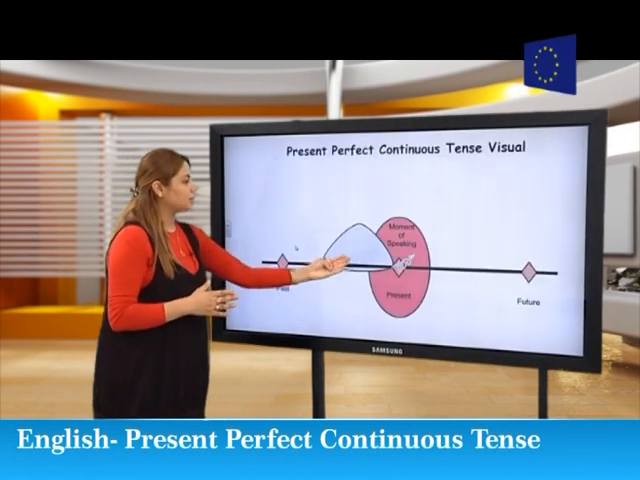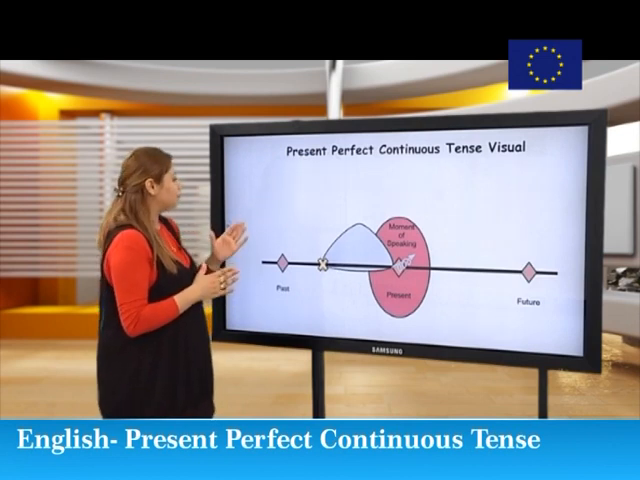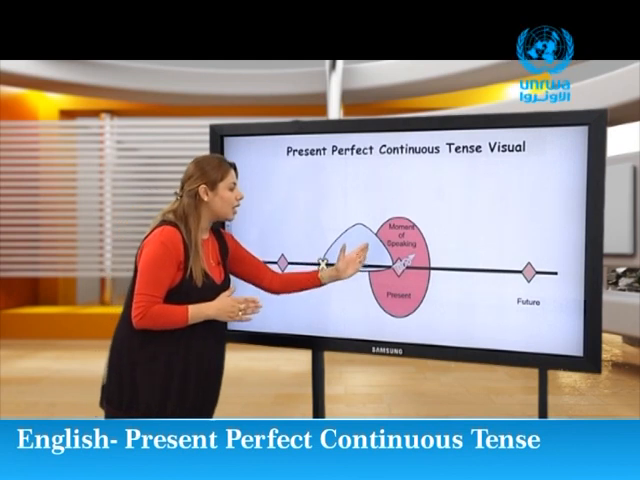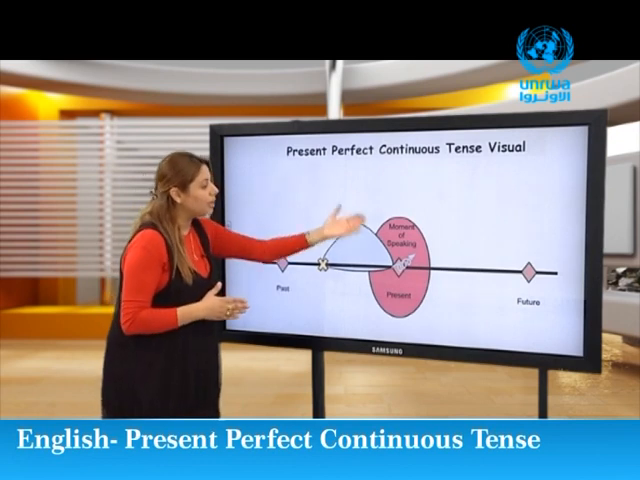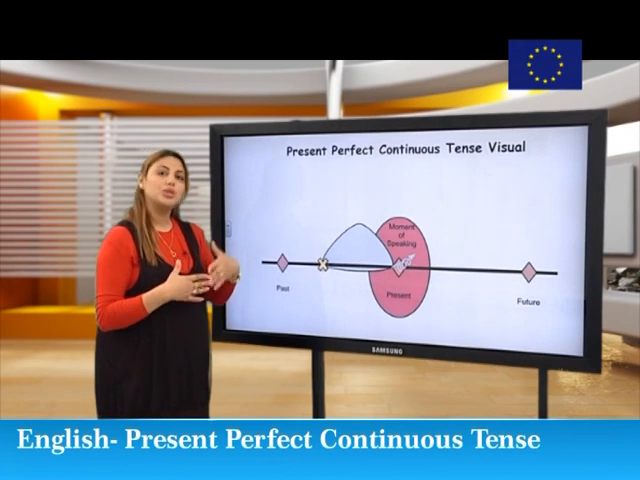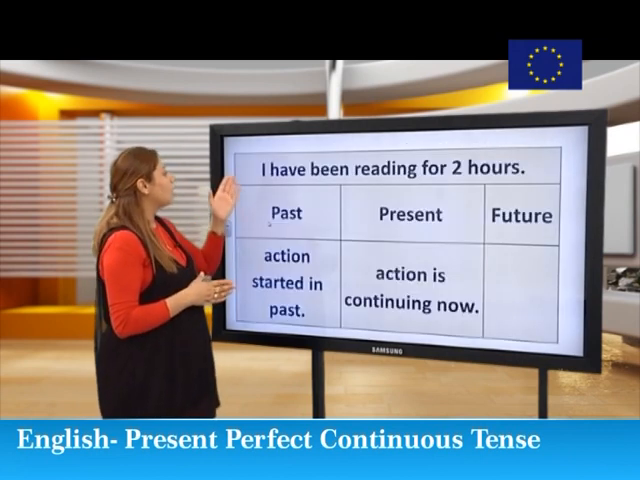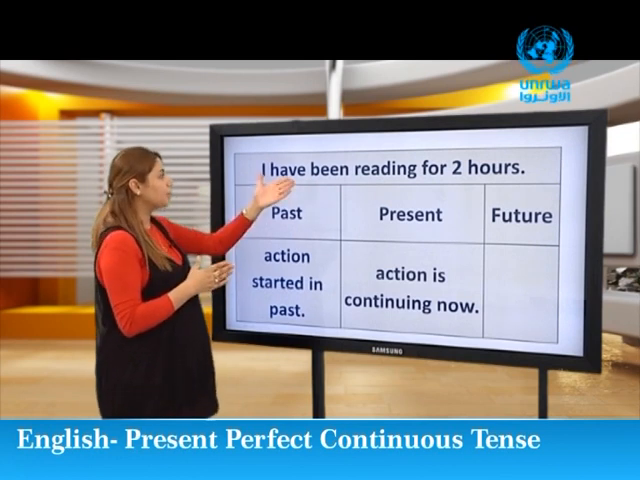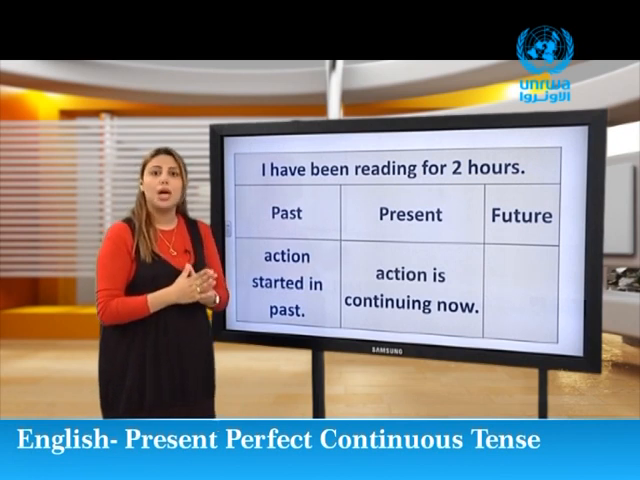لنلاحظ هنا خط الزمن present perfect continuous tense visual. بدأ الزمن من الماضي in the past واستمر إلى الحاضر moment of speaking إلى لحظة التكلم وربما يستمر إلى المستقبل maybe it continues up to the future. I have been reading for 2 hours. لننظر إلى هذا المثال جيدا. I have been reading for 2 hours.